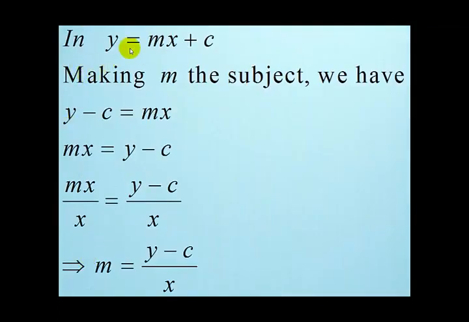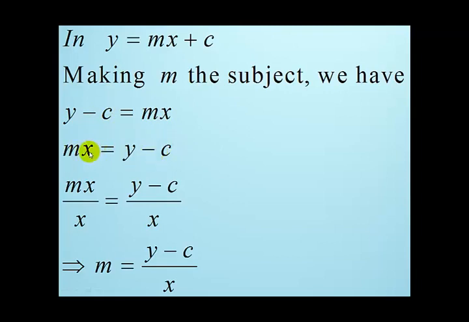Now in y equals mx plus c, making m the subject. That is, if you want to make m the subject, m is on the right hand side of the equation y equals mx plus c, but the mx is attached to c by means of the addition. So the plus c on the right hand side becomes minus c on the left hand side. So we have y minus c is equal to mx on the right hand side. And y minus c equals mx can also be written as mx equals y minus c. That is, the right hand side becomes the left hand side, and the left hand side becomes the right hand side. It is still the same. So mx equals y minus c.